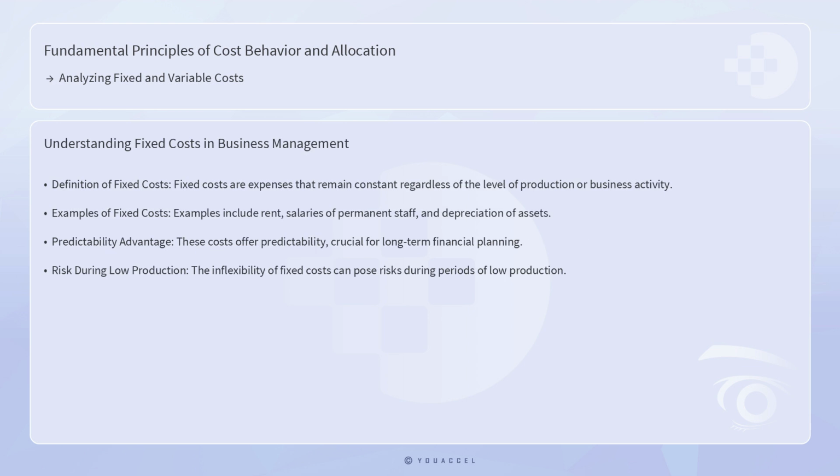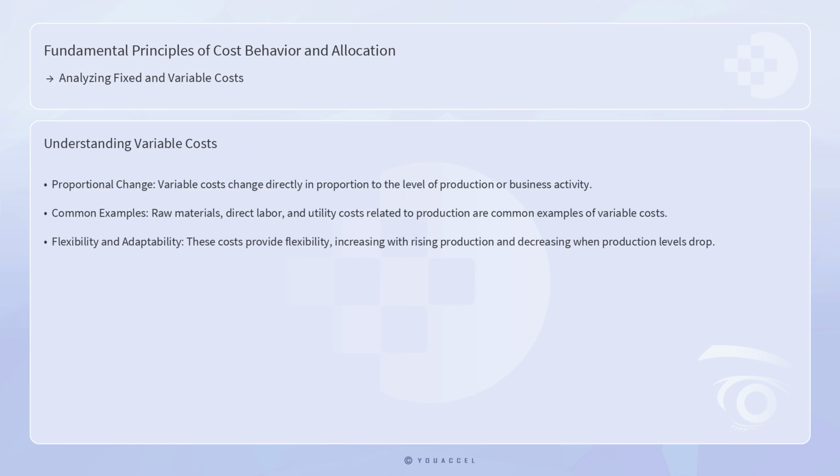Fixed costs, by definition, are expenses that remain constant regardless of the level of production or business activity. Examples include rent, salaries of permanent staff, and depreciation of assets. These costs do not fluctuate with the volume of goods or services produced, offering predictability, which is crucial for long-term financial planning. However, the inflexibility of fixed costs can pose risks during periods of low production, as these expenses must still be covered regardless of revenue levels.